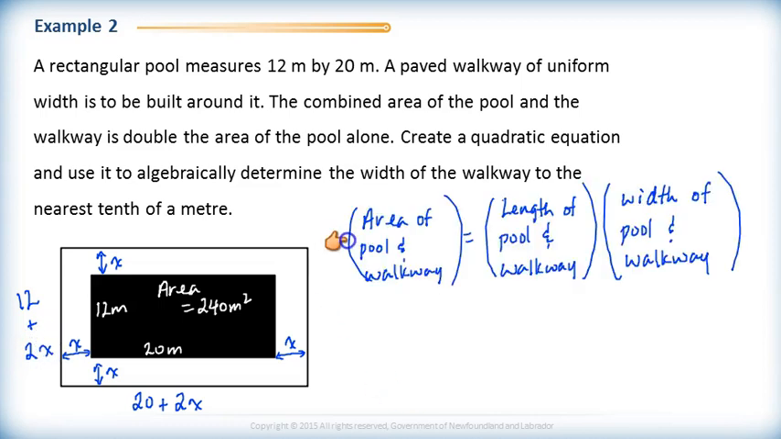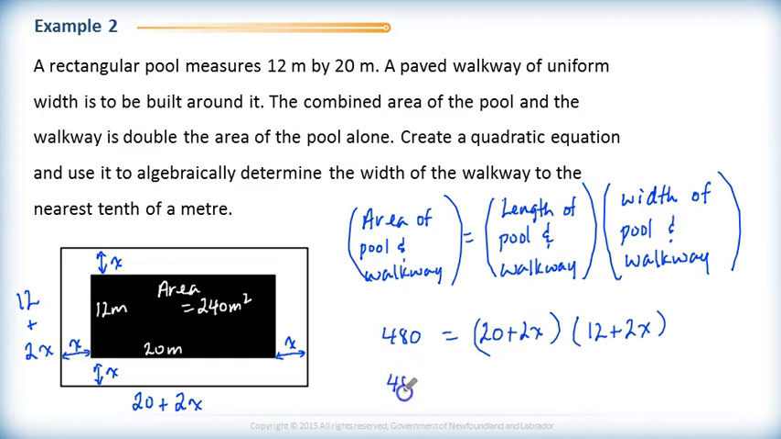Now, the combined area of the pool and the walkway is equal to the combined length of the pool and walkway times the combined width of the pool and walkway. We are told the area of the pool and walkway is 480 meters squared because it's double the area of the pool. The length is 20 + 2x and the width is 12 + 2x. So it looks like we've got a little bit of FOIL work to do.